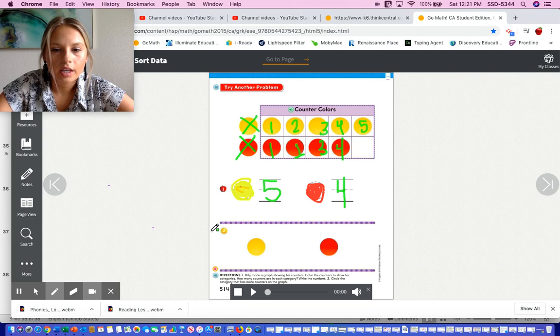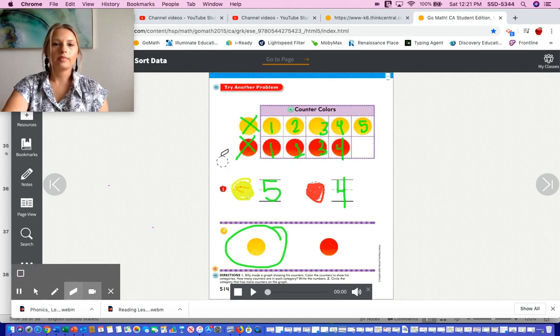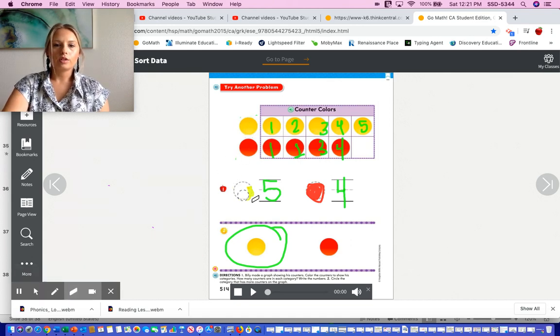Put your finger on it. Circle the category that has more counters on the graph. So are there more yellow counters or are there more red counters? Let's look up. Which one had more? 5, right? Because 5 is greater than 4. So let's circle the yellow. Good job. Okay, go ahead and take your Post-it or your bookmark with you.